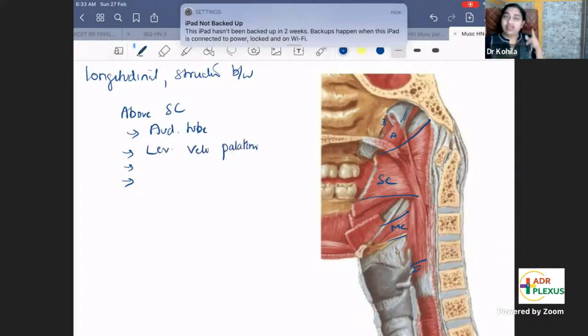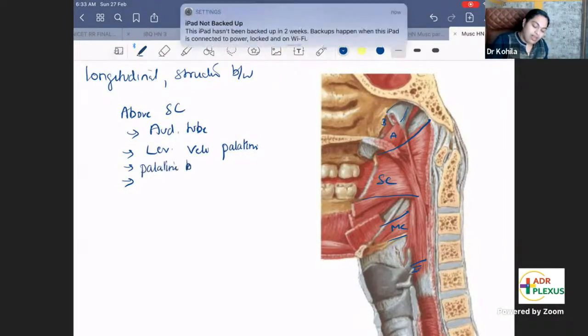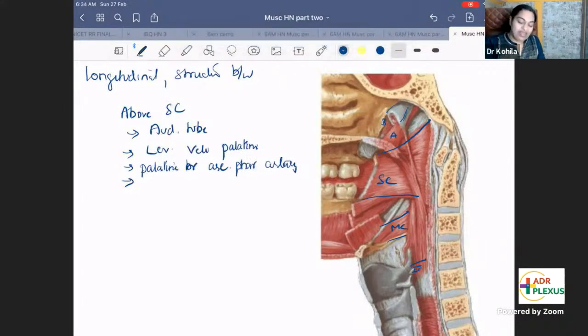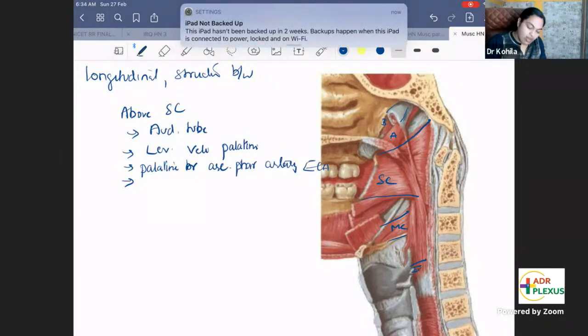Okay, so the structure passing through the sinus of Morgagni, I told you, levator veli palatini. Okay, and then you have two arteries there, the palatine branch of ascending pharyngeal artery. Where is the ascending pharyngeal artery going to come from? From the external carotid artery. That's the only medial branch of the external carotid artery, right? Yes. And one more, the ascending palatine artery.